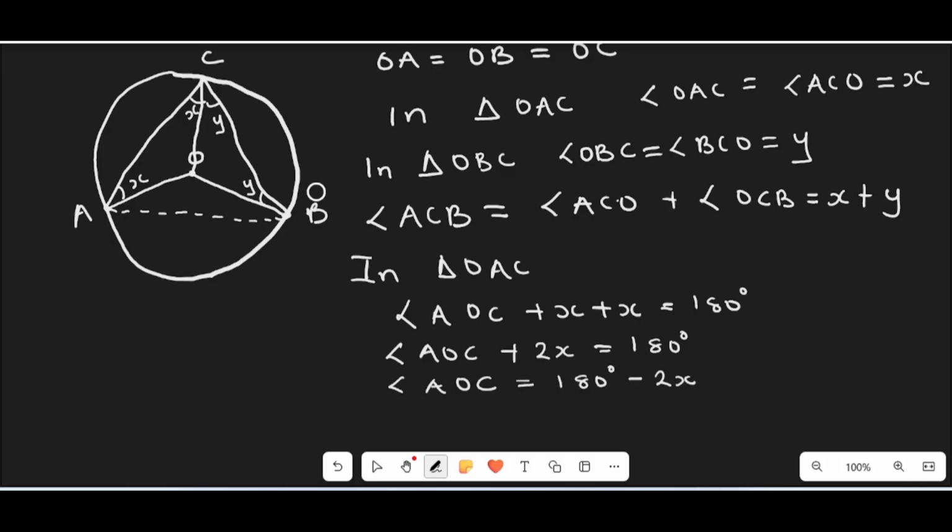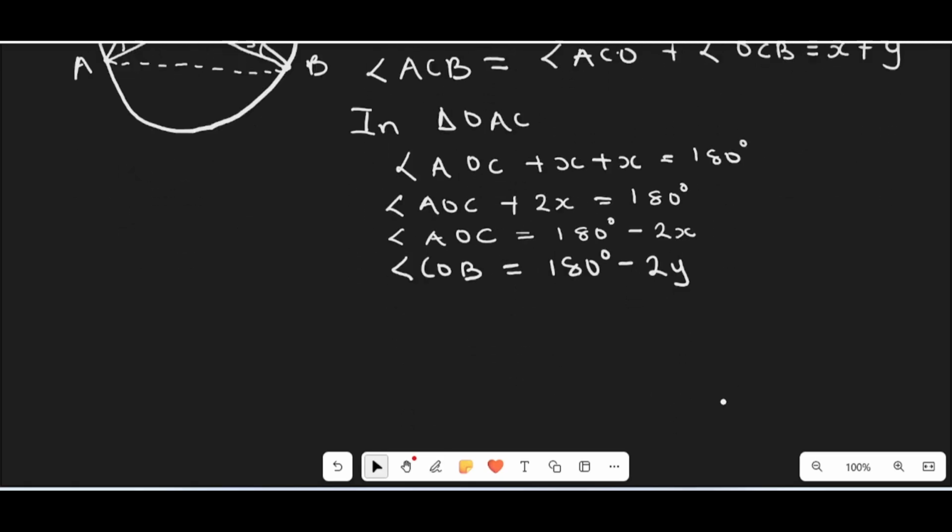In our triangle OBC, similarly, our angle COB equals 180 degrees minus 2y. Angles around a point sum to 360 degrees.